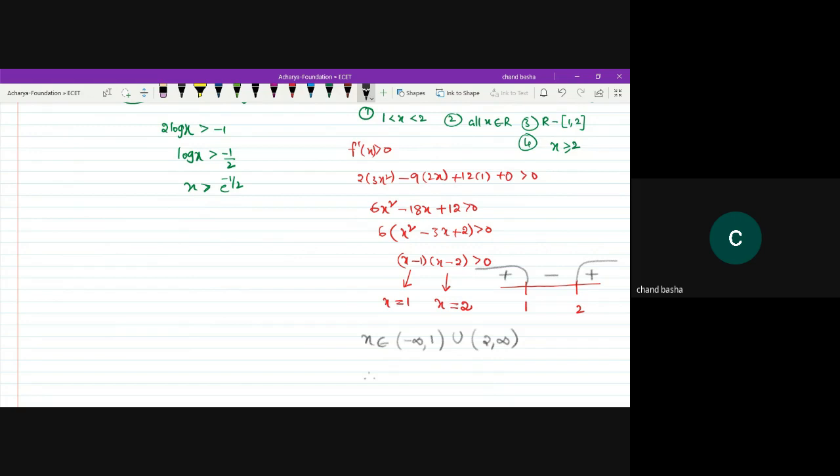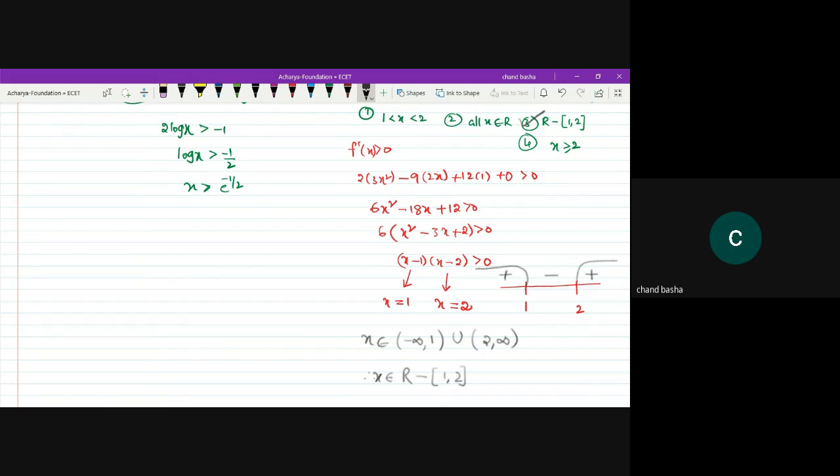Is it 1 less than x less than 2? Is your range between 1 and 2? No. Between 1 and 2 negative value. All real values of x? No. 1 and 2 is also not included and this part is also not included. Is it the third option? Yes. So x belongs to all real numbers except between 1 and 2. This is the correct answer for this question.